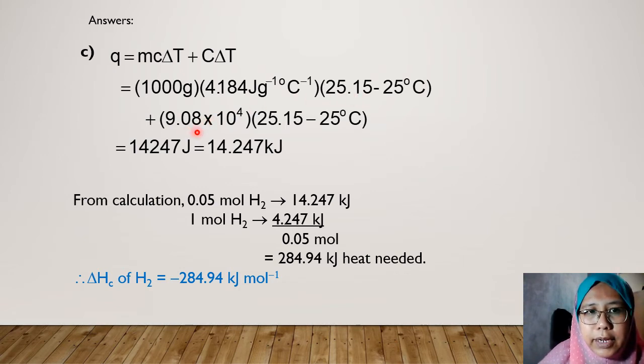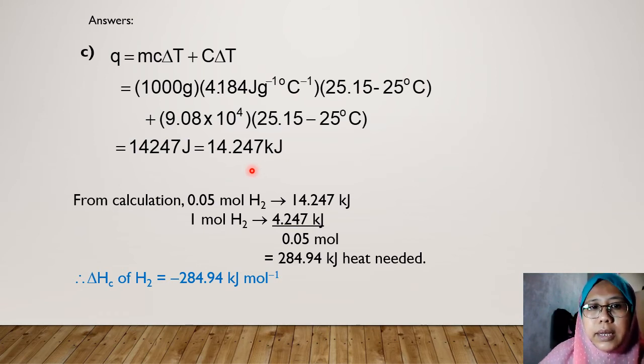Capital C is 9.08 times 10 to the power of 4. This is the heat capacity of the calorimeter depending on the material, whether it is aluminium, ferrum or some sort. And then 0.15 is the delta T. It's the same with the previous one. Okay, so when we press the calculator, we are going to get the big number here because it is in joule unit. But the unit for enthalpy is not joule, it is kilojoule. So we convert it into kilojoule.